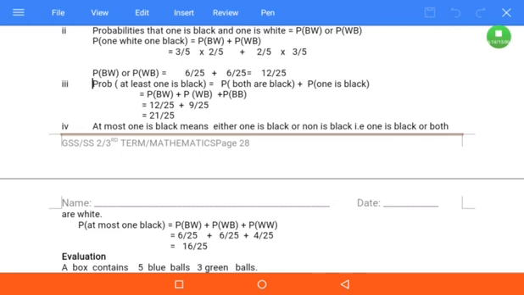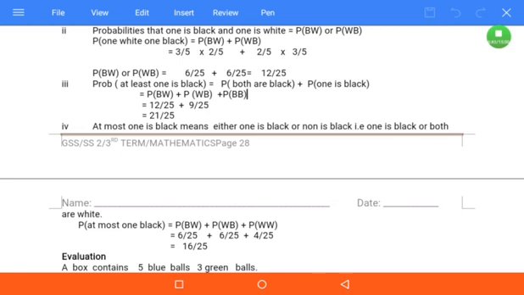Now for I, we have probability of at least one is black. When you hear the word at least, for instance, if you are told that to pass an examination you must at least score 60/100, it means you can score 60 and above. If you score 70, you pass. If you score 80, you pass. But if you score 50, you fail, because at least means that number given and above.